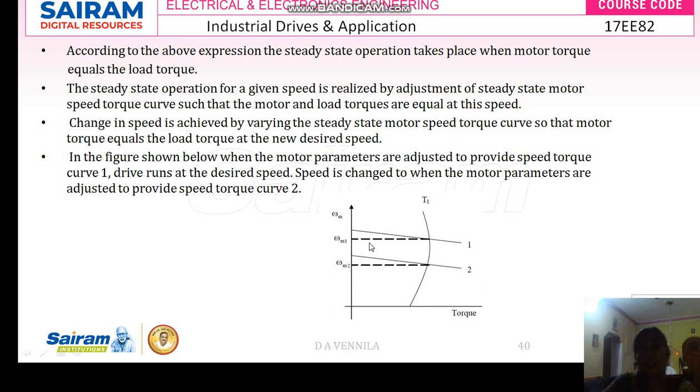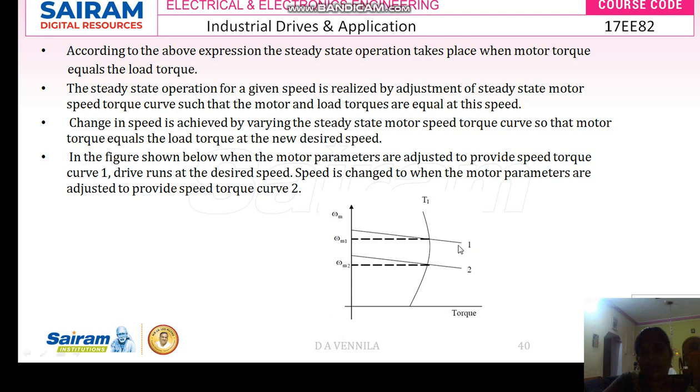If you are varying the motor torque curve, then you will have one speed, that is omega m1, and that will be here. This is the torque which is generated at this point, which is named as 1, and whenever the speed torque curve is changed, then you get curve 2. Actually what they are telling is that the motor parameters are adjusted to provide the speed torque curve 1.